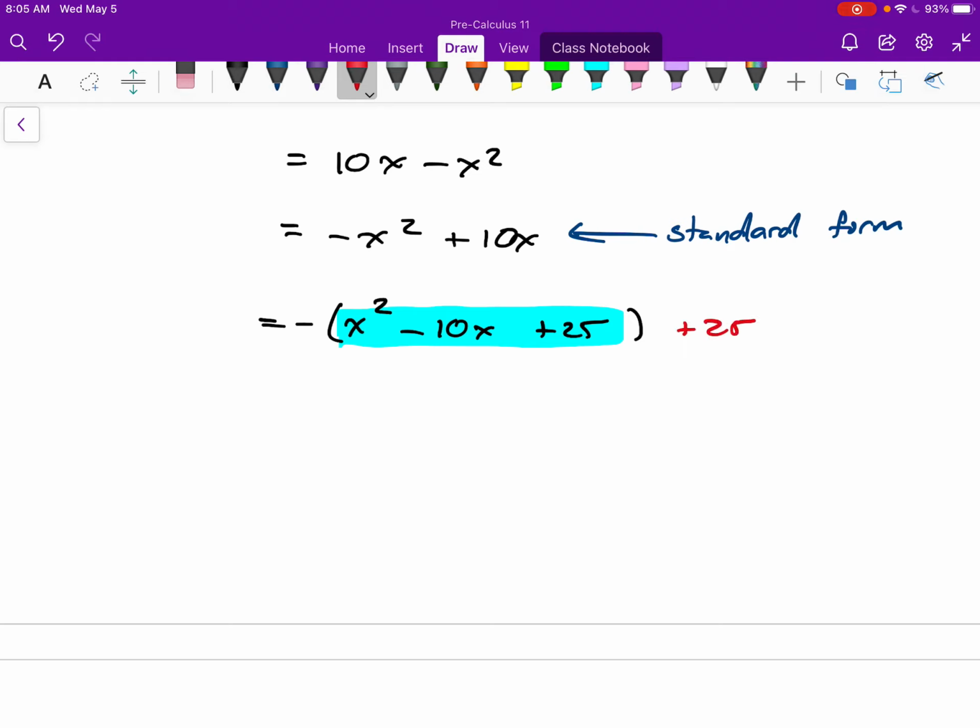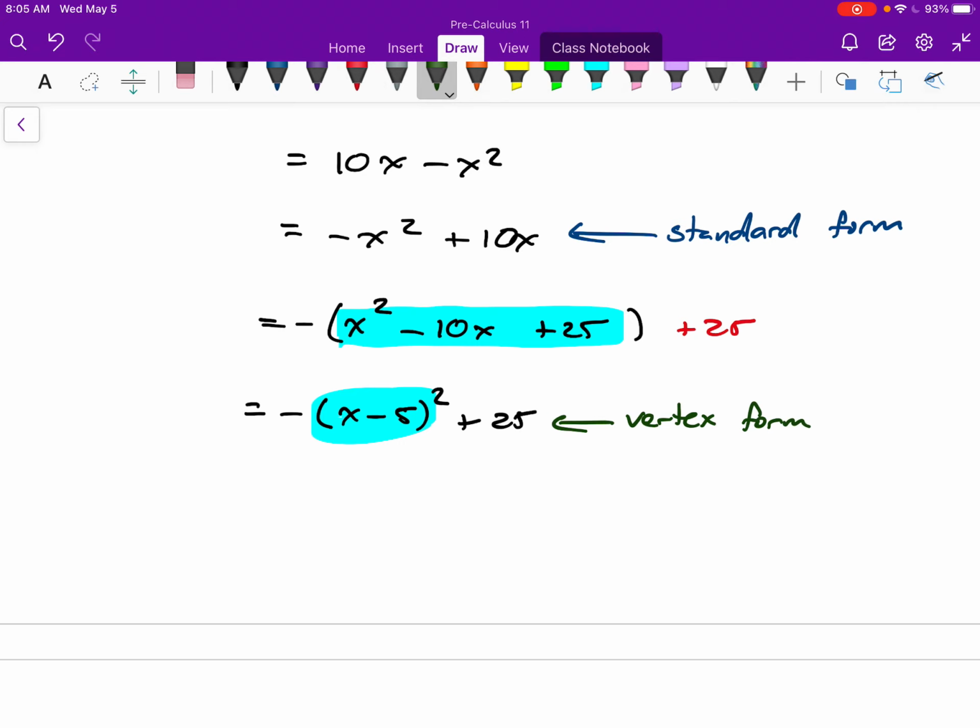And again, because this positive 25 is being multiplied by negative 1, really I subtracted 25 right there. So to balance it out, I have to add 25. And so I have a factor of x minus 5 squared plus 25. And now we have, again, vertex form.